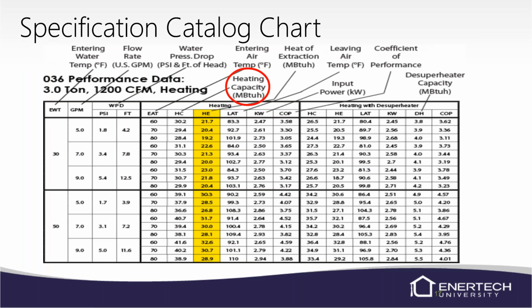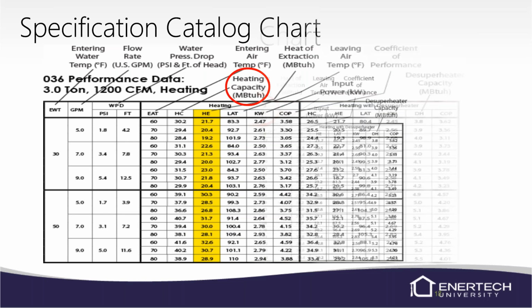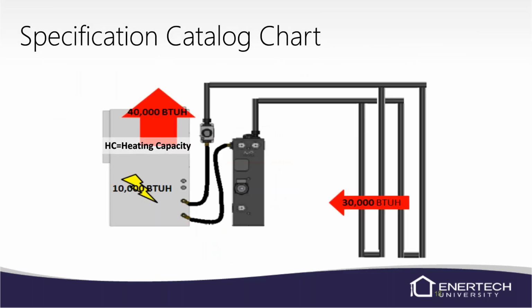Heating capacity, that's not heat of extraction. That's not what we're taking out of the loop field. Heating capacity is the total heating capacity of the unit. And that's always going to be higher than your heat of extraction. We have what's known as the heat of compression. So basically the compressor is also adding heat to the refrigerant circuit. And so we're going to take that heat and we're going to put it into the home.